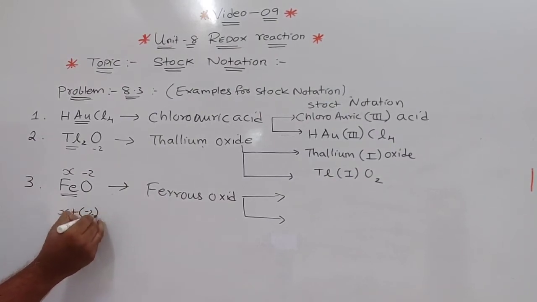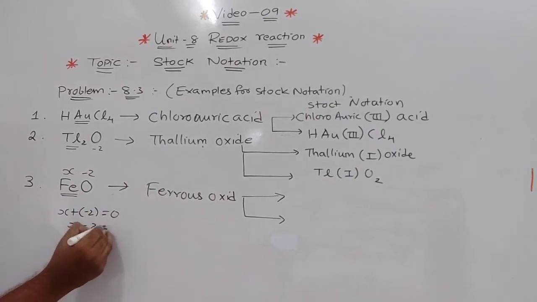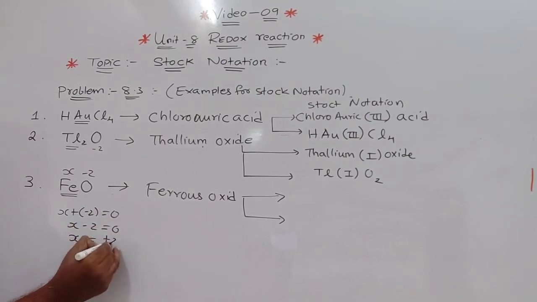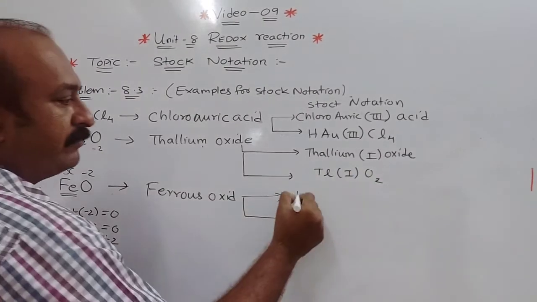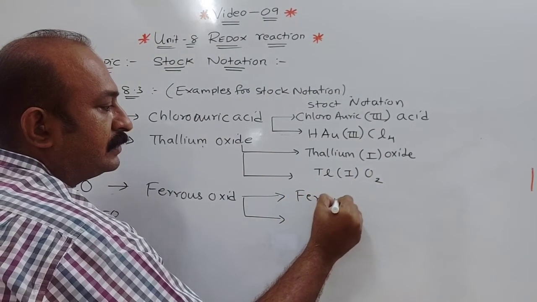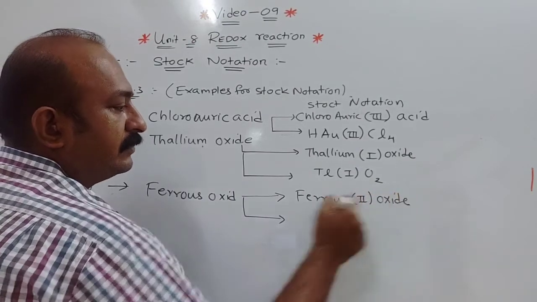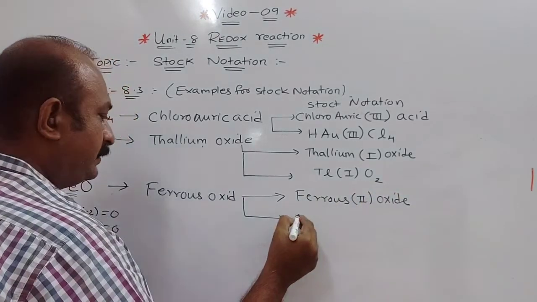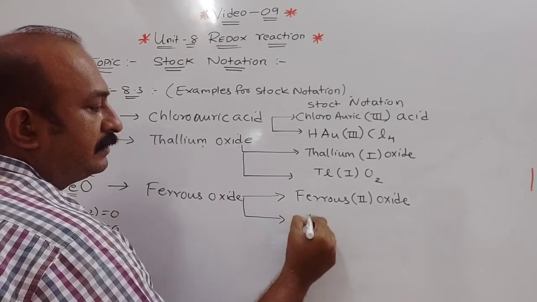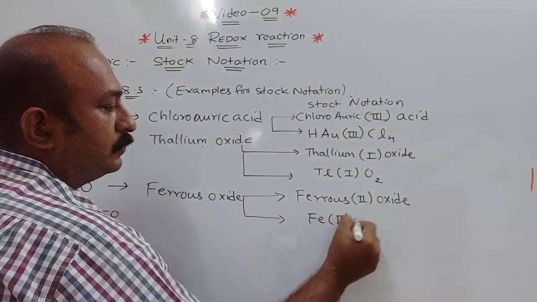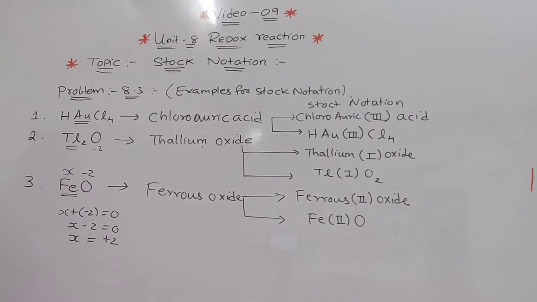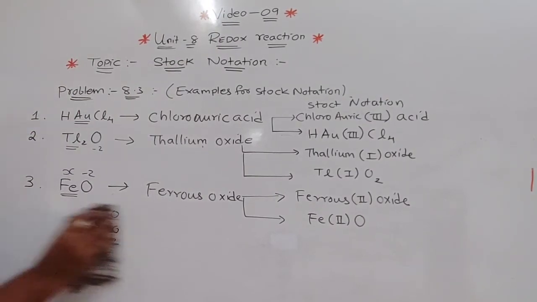x plus minus 2 is equal to 0, x minus 2 is equal to 0, x is equal to plus 2. Understood? So what will be the name of this? Ferrous, in stock notation, iron(II) oxide. Clear? Plus 2 means ferrous, remember this thing. Oxide, and Fe(II)O like this. Okay?